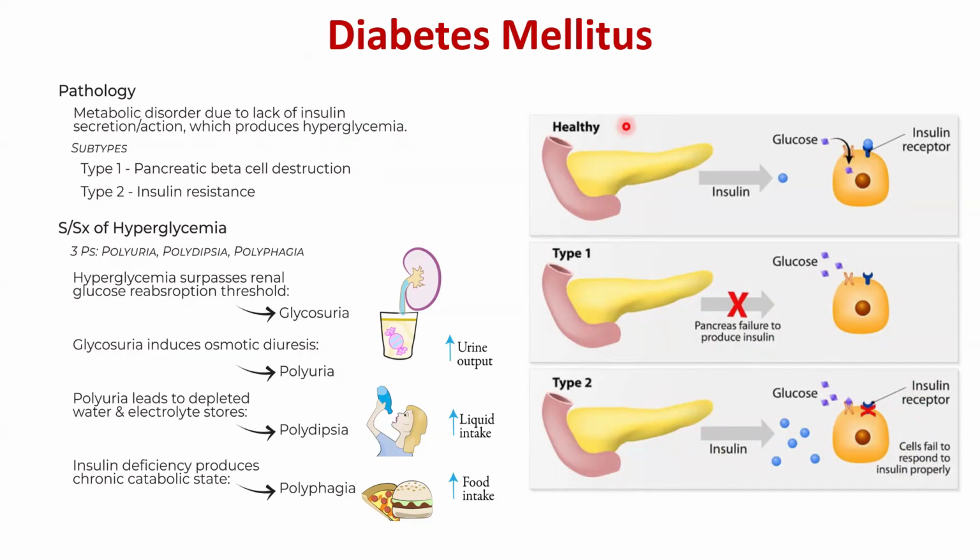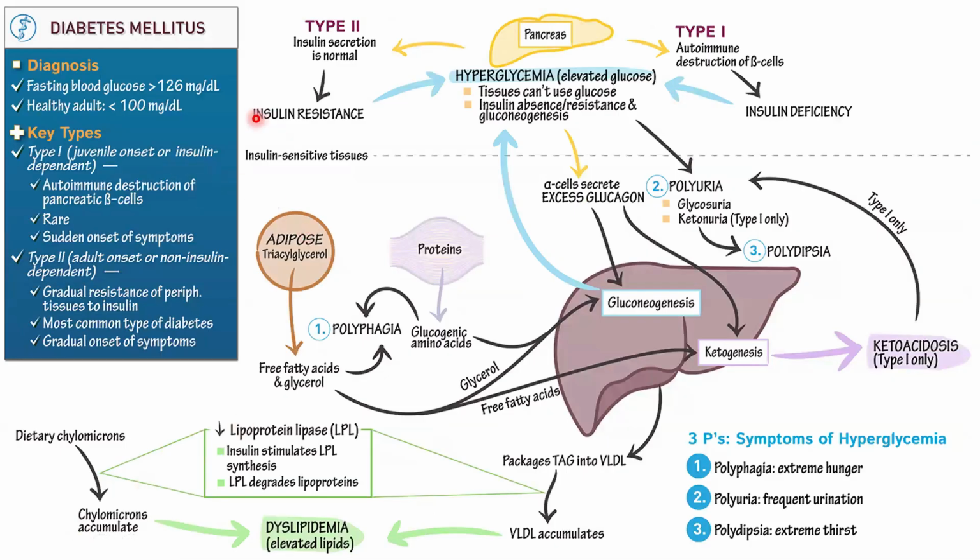So I think we can continue. For the other image, I showed a few things regarding how diabetes mellitus comes about. This diabetes mellitus is when there is an increase in glucose. So the three P's, symptoms of hyperglycemia, as you can see here: polyphagia, extreme hunger; polyuria, frequent urination; and polydipsia, extreme thirst. That is what the person ideally presents with.